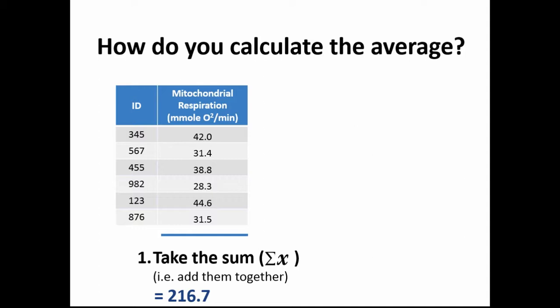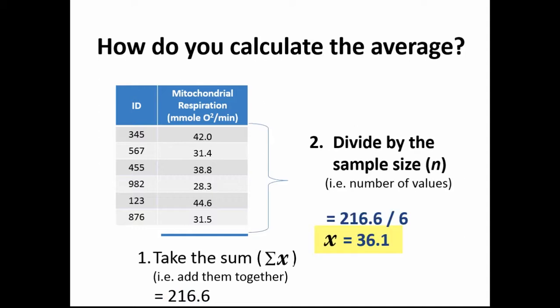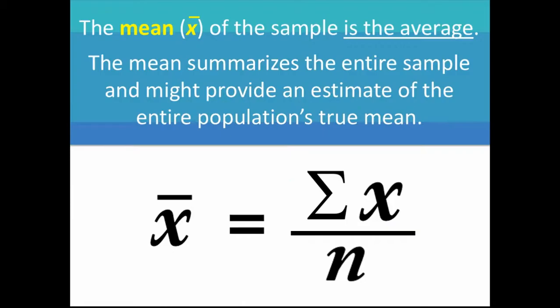Obviously, you can add them all up and then you can divide by the number that you have as the sample size. So we've got 6 as our sample size here. If we add all of those respiration rates together, we're going to get 216.6. Divide it by the total number, and you get 36.1. That's the easy way. That's the way they learned how to do it way back when they learned how to do statistics the very first time.